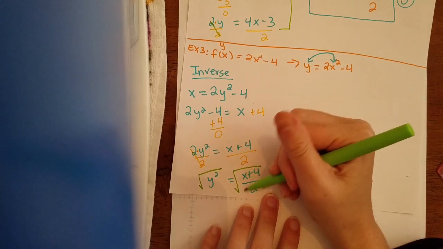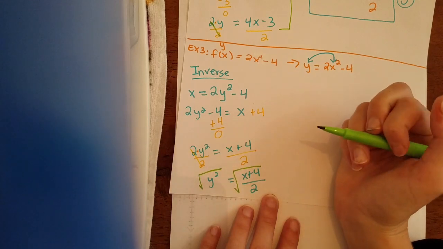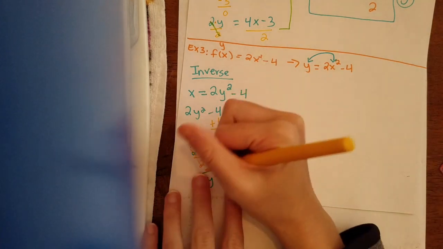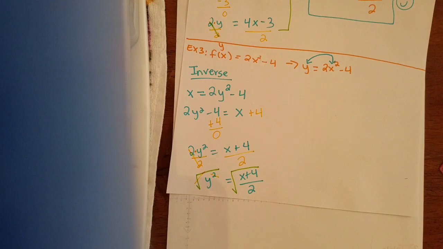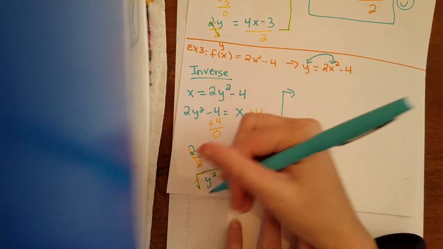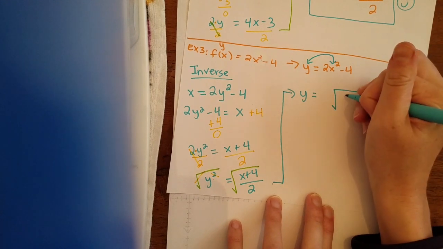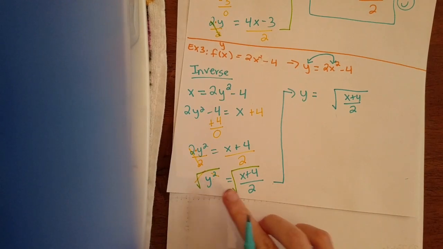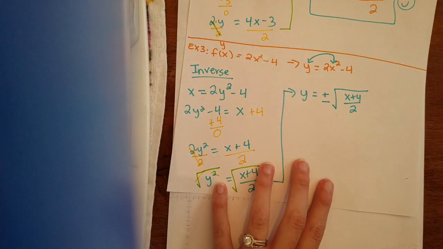And when you square root a fraction, you have to square root the whole thing. So my denominator and numerator are both underneath my square root. What that does is cancel out my squared. So the square root cancels out the squared. On the other side, we'll talk about one more thing that's going to happen when you square root both sides. So now I'm left with y equals the square root of x plus 4 over 2. Now, whenever you square root both sides of an equation, a plus or minus is going to pop up.